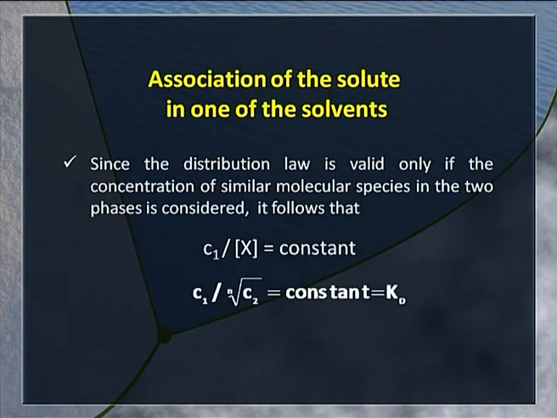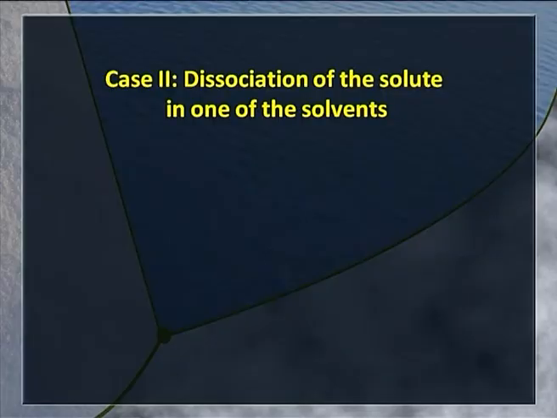So, instead of a simple ratio C1 upon C2 giving a constant value, when there is association of the solute in one of the solvents, then the ratio C1 upon nth root of C2 is a constant. For example, in the case of benzoic acid, when it forms a dimer in benzene, it is C1 upon square root of C2 that we get as a constant.